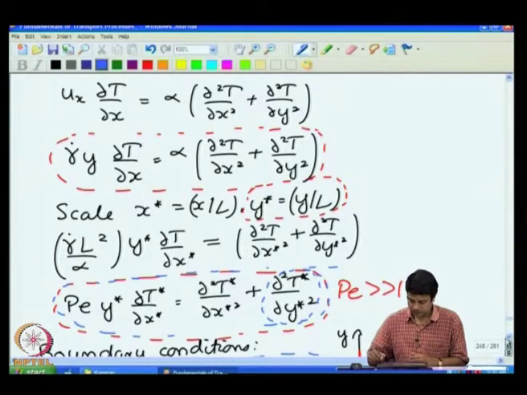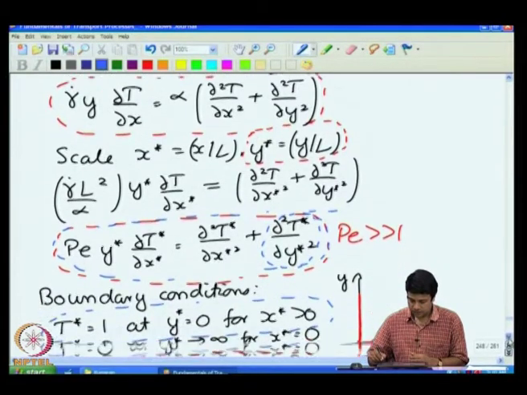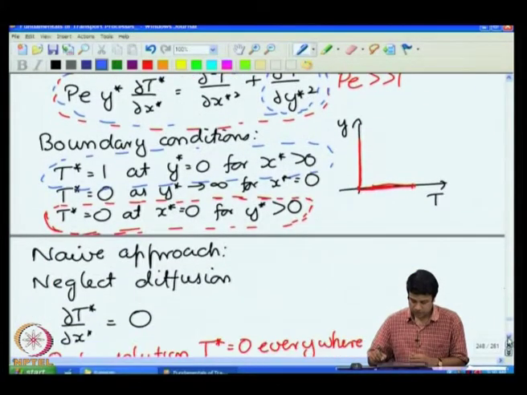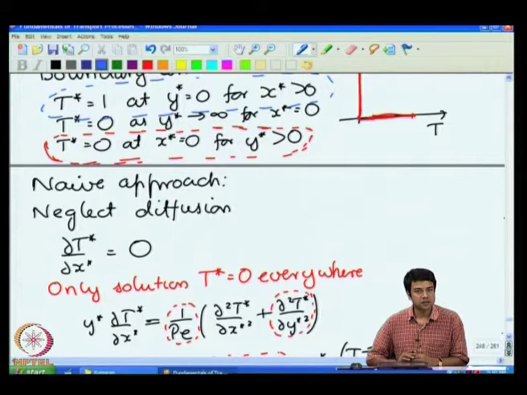Simplistically, if we neglect the diffusion terms in the limit of Peclet number becoming large, we just get the solution dT/dx is equal to 0. That means T has to be independent of x. Since T star at the inlet is 0, the only solution is that T star is equal to 0 everywhere. The flaw in this argument, obviously, was that we had scaled both the x and the y coordinates by capital L.